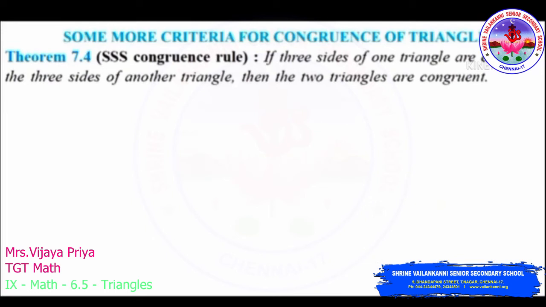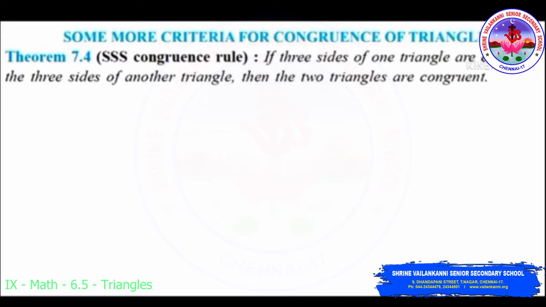So the fourth one now, that is SSS congruence criteria. If three sides of one triangle are equal to three sides of the other triangle, then the two triangles are congruent. So this theorem has been verified by an activity method in our textbook.